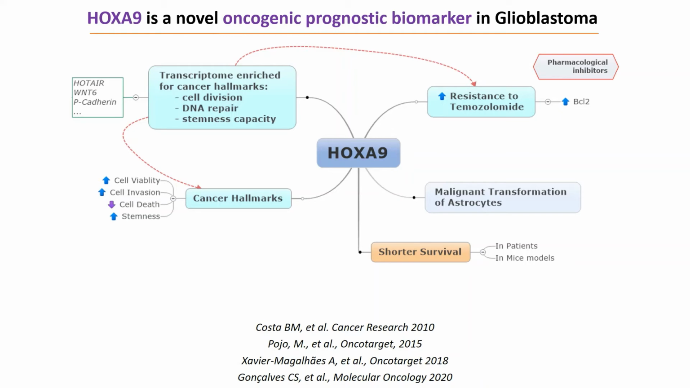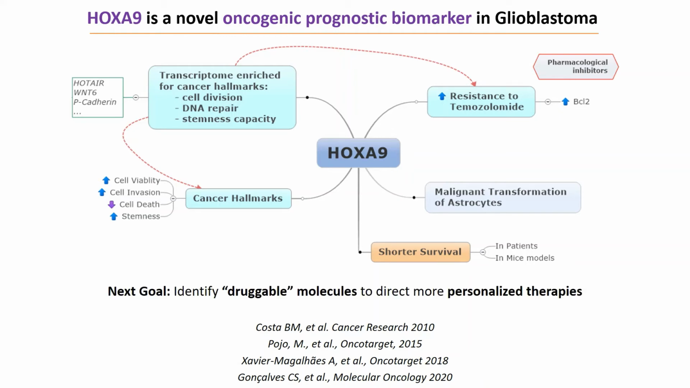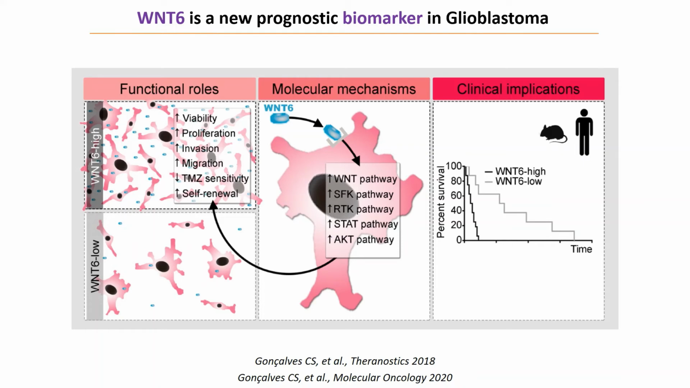Using a variety of in vitro and in vivo approaches, we were able to prove that Wnt6 mediates increased cell viability, proliferation, invasion, migration, and capacity for self-renewal, while also mediating decreased sensitivity to chemotherapy with temozolomide. At the molecular level, we are able to see that Wnt6 signals through very well-known signaling pathways in glioblastoma, including the Wnt, the RTK, and the AKT pathways, and more importantly, at the clinical level, we are able to prove that Wnt6 high glioblastoma was associated with a much shorter overall survival of patients in independent cohorts.